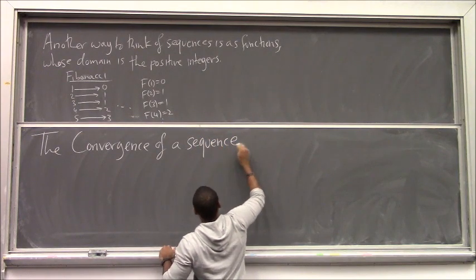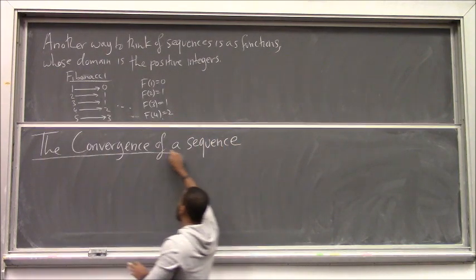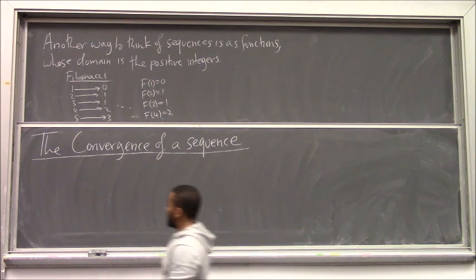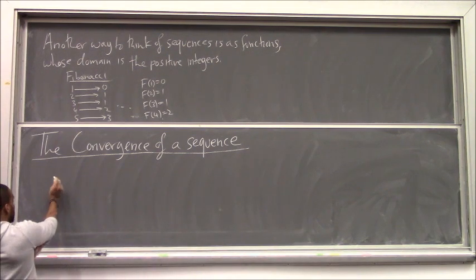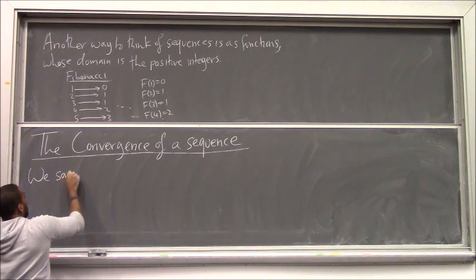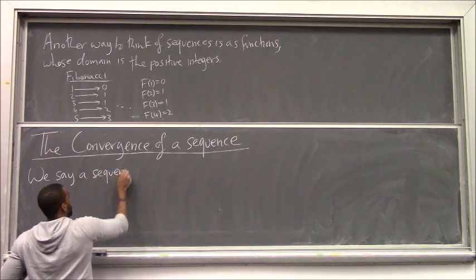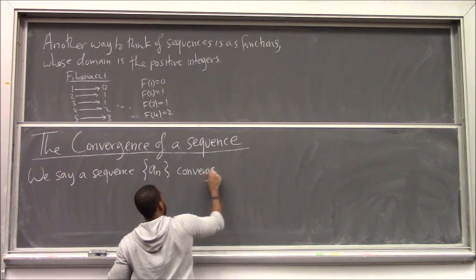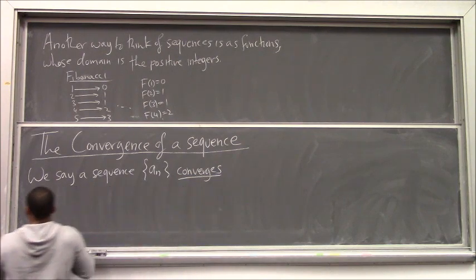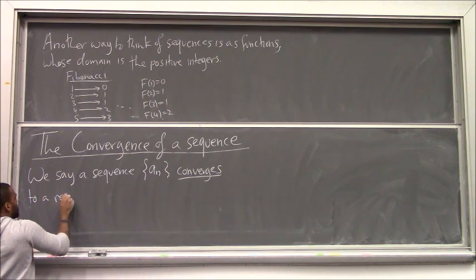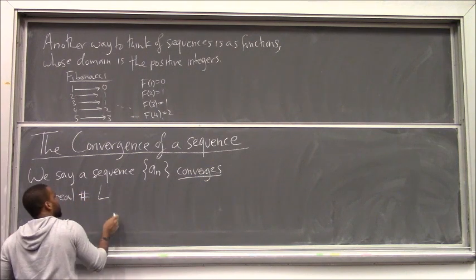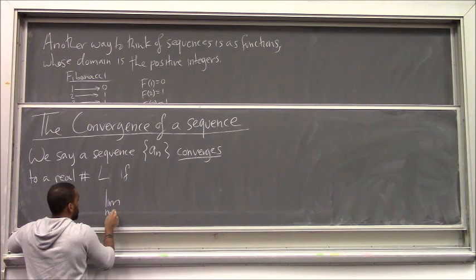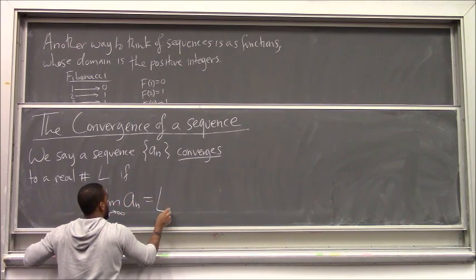So, there is the idea of saying a sequence converges versus a sequence diverges. What does that mean? We say a sequence a_n converges to a real number L if the limit as n approaches infinity of a_n equals L.